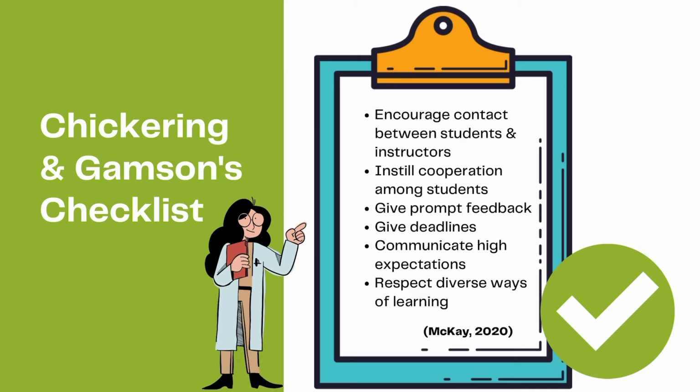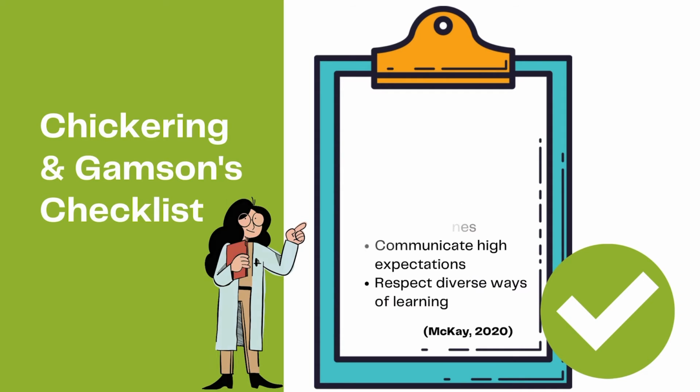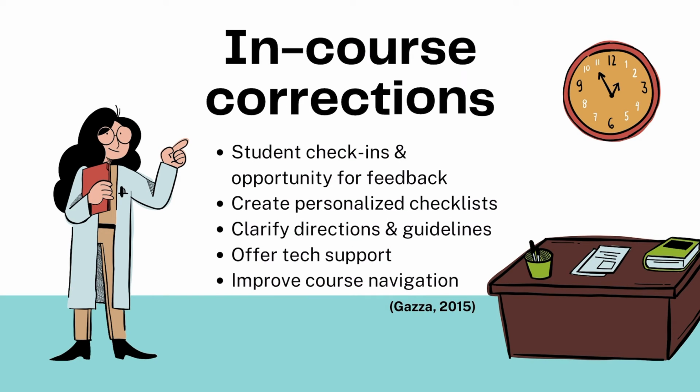Seeing that all these principles were employed, there were few ways in which in-course corrections could be applied, particularly through increasing contact between students and instructors and giving more personalized feedback to struggling students. Having checked in with the struggling students, the following in-course corrections would be made. More frequent check-ins with students with scheduled follow-up meetings, creating checklists for the failing students to hold them accountable for submitting work according to deadlines.